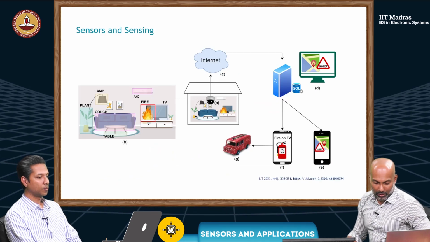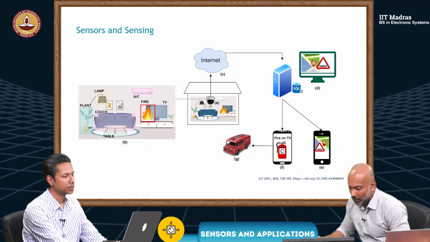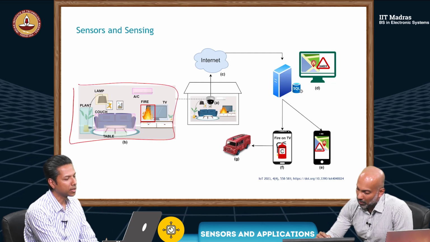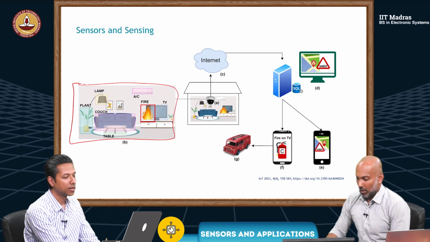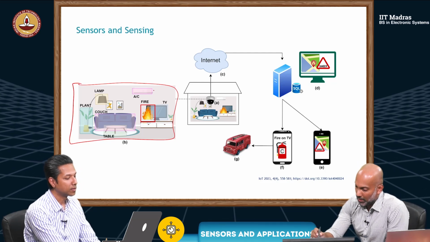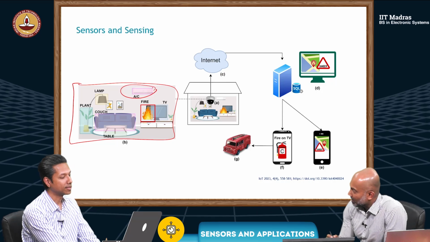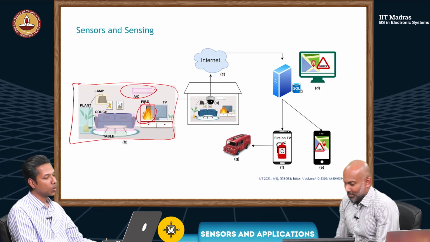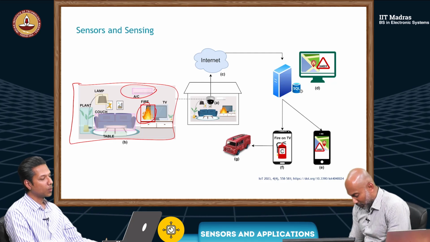Just to give you an example, Bobby, what do you see here? You see a room, some kind of home, internet. You see an AC here, a phone, and you see a fire here. Now, before we talked about an example.